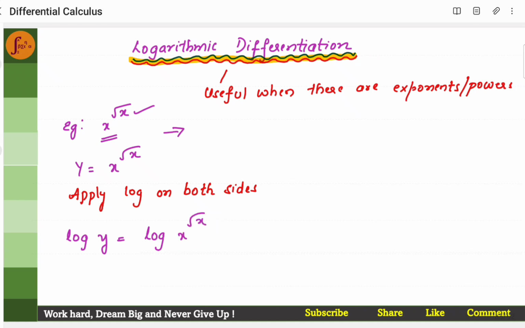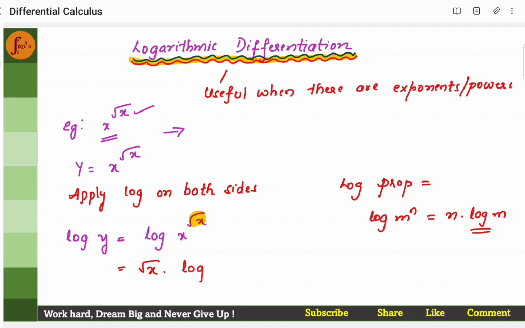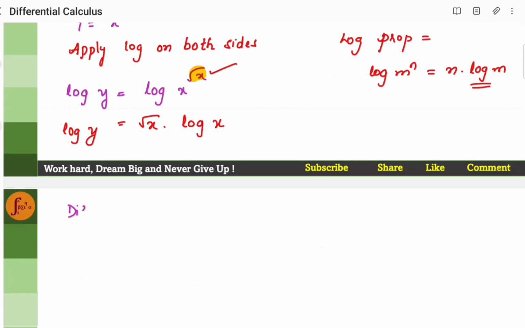Now, based on the logarithmic property, the log property states that if you have log m to the power n, you can write it as n into log m. This is the logarithmic property. So we will take this power and multiply it like this, root x into log x. So now we have eliminated the power. Now we differentiate with respect to x.